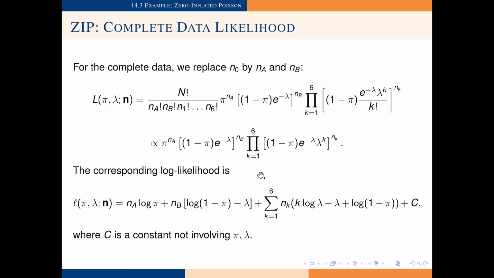Plus, the product becomes summation. The summation over the k classes from 1 to 6 of nk, which is the power here, times k times log of lambda, minus lambda, which again comes from e to the negative lambda, plus the log of this constant multiplier in front of it, right? Log of 1 minus pi, plus some constant. The constant is something that does not involve pi and lambda, so we actually can drop it when we do optimization.